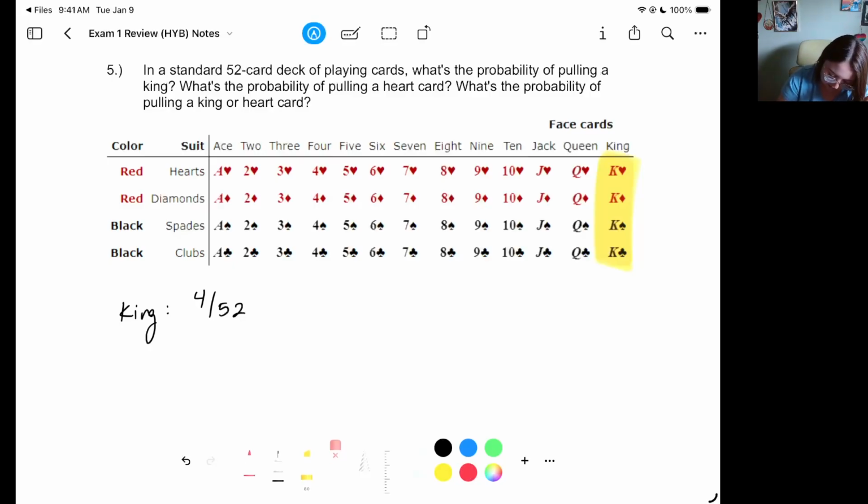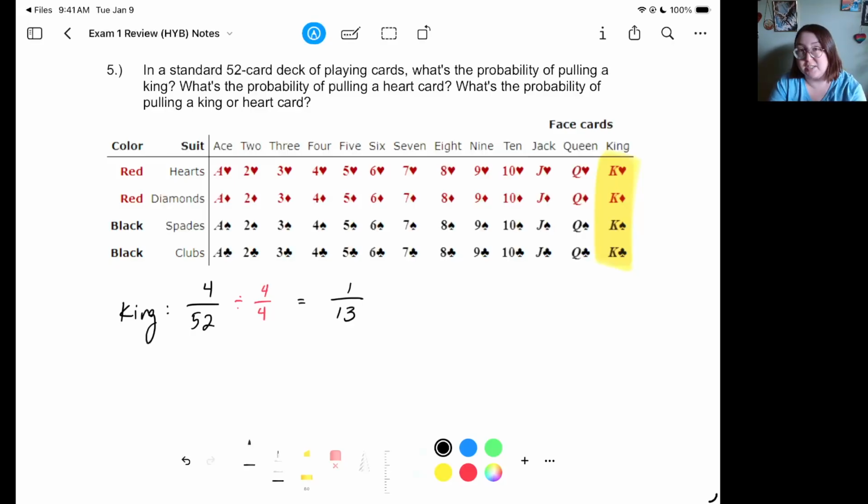So we can put this into a fraction where it looks like 4 over 52, like that. And then we can divide by 4 over 4. And this would leave us with 1/13. So our probability of pulling a king card would be 1 out of 13, or 1/13.